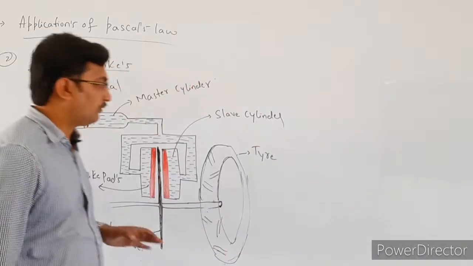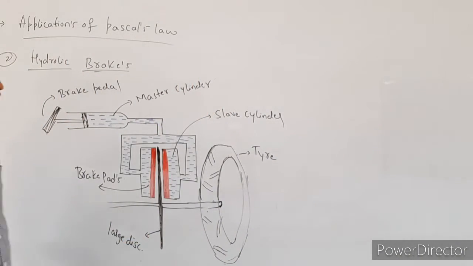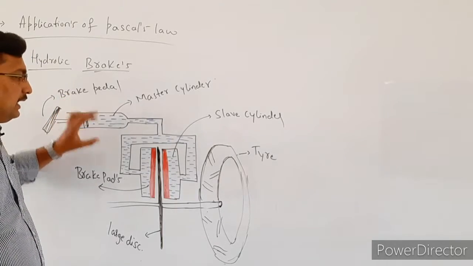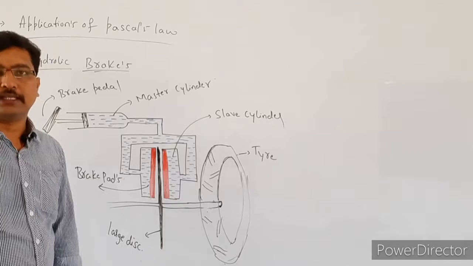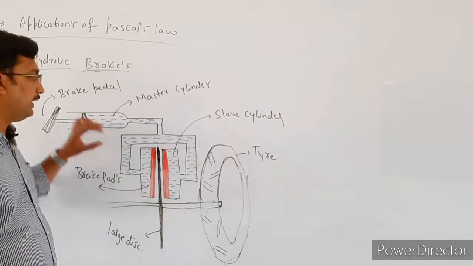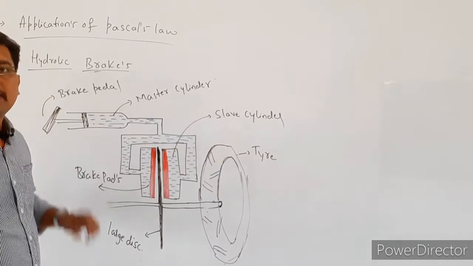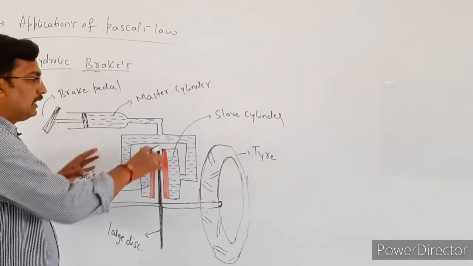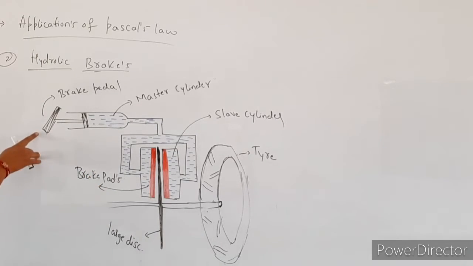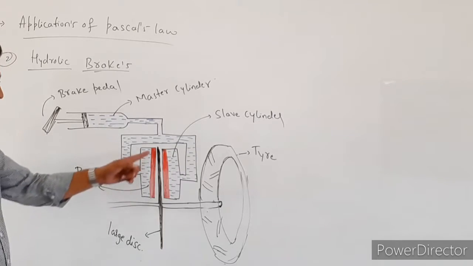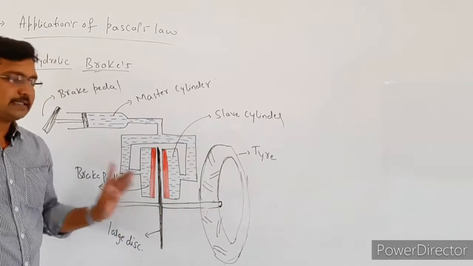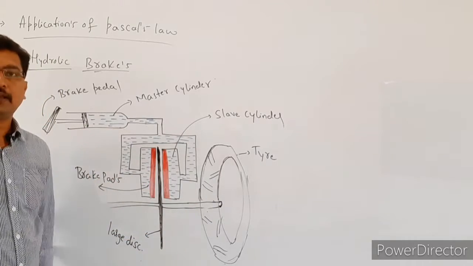This is a schematic diagram of the hydraulic brake. A hydraulic brake also consists of two cylinders. The first one is the master cylinder and the second one is the slave cylinder. Here also, the area of the slave cylinder is more compared to the area of the master cylinder, and these two cylinders are filled with fluid. See here, this is the brake pedal, these are the brake pads, this is a large disc, this is a tire, this is an axle, and this one is the slave cylinder.